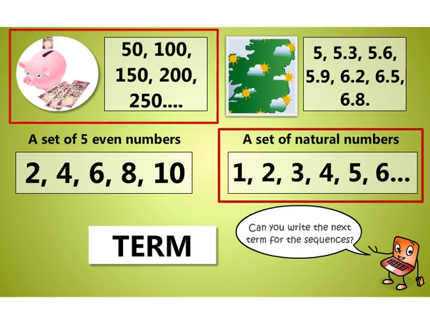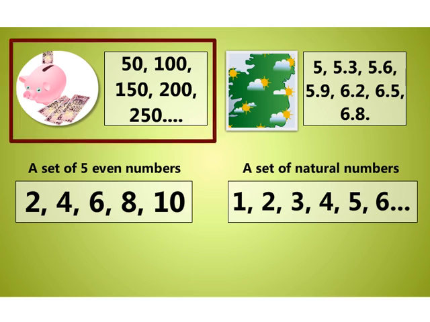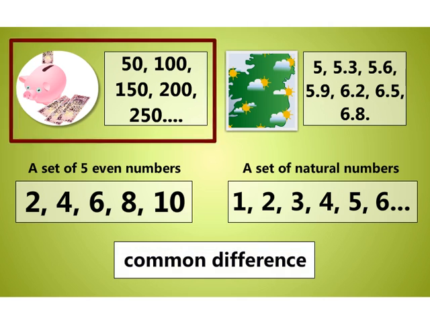Can you write the next term for the sequence? Yes, by following a pattern or rule. Now let us write the rule for each of them. In the first situation, each term is 50 more than the term preceding it. We see that successive terms are obtained by adding a fixed number to the preceding term. The fixed number is called the common difference of the AP. Thus, the common difference d is added to any term to get the next term of the sequence.